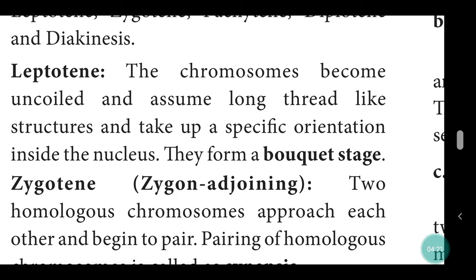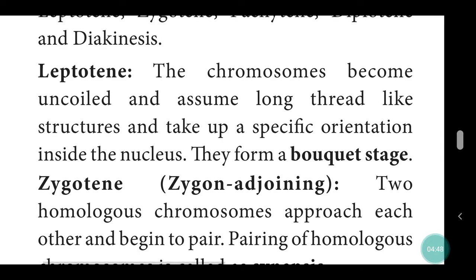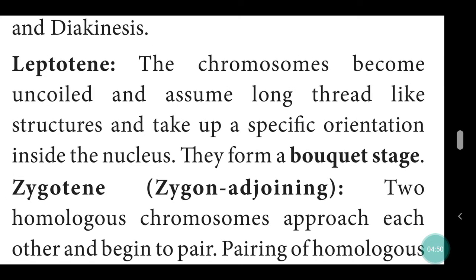Leptotene. You read this paragraph at the same time. Here one diagram is given, events of meiosis. What is leptotene? You see that picture also. What are the changes happening? Then only you can understand easily. The chromosomes become uncoiled and assume long thread-like structures and take up a specific orientation inside the nucleus. They form a bouquet stage. This stage is called the bouquet stage.